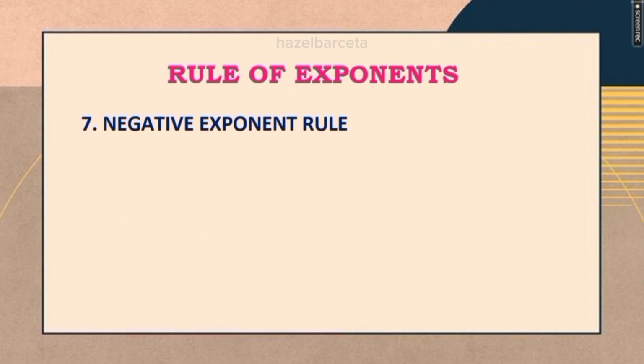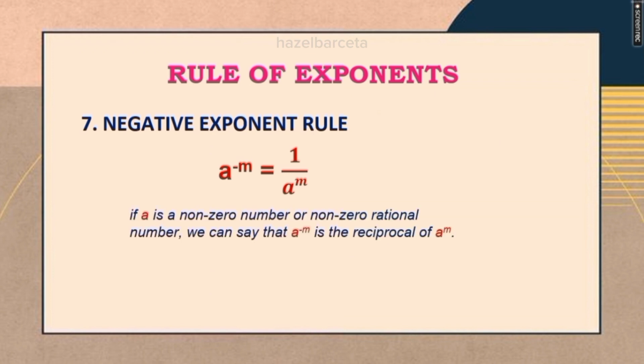And the next rule, the negative exponent rule. Nakakasunod po. So we have a raised to negative m is equal to 1 over a raised to m. If a is a non-zero number or non-zero rational number, we can say that a raised to negative m is the reciprocal of a raised to m. Okay po? Magiging reciprocal lang kapag non-zero.